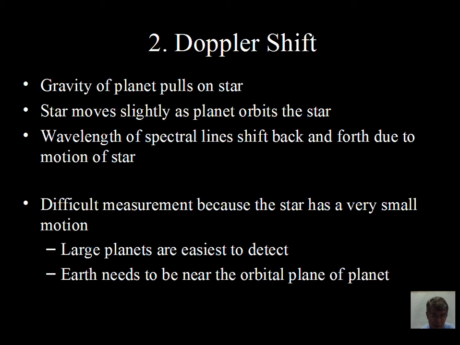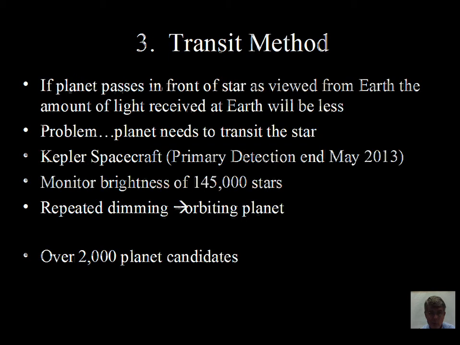Then the transit method. If an object goes in front of its host star, there's less light that's going to come to the Earth. So we call this a transit. When the planet passes in front of a star, we have a transit.